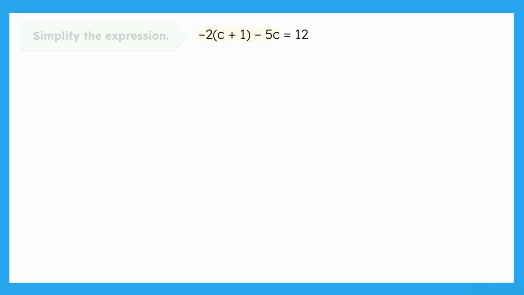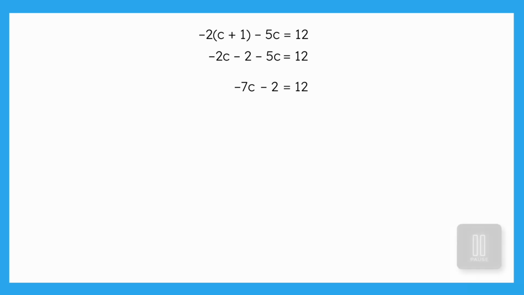The first step to simplifying this expression is to distribute negative 2. That left me with negative 2C minus 2 minus 5C. Negative 2C and negative 5C are like terms, so they can be combined to make negative 7C, resulting in the expression negative 7C minus 2. Now that we've simplified the expression, we're ready to solve. Pause the video here and solve the equation for C.